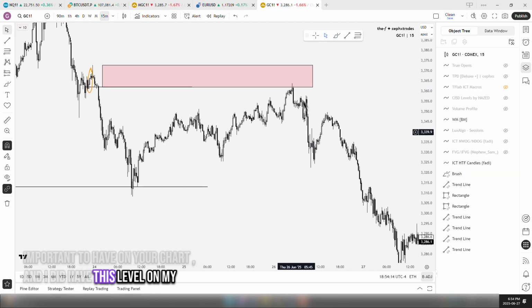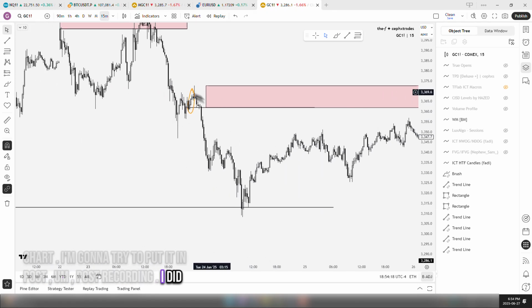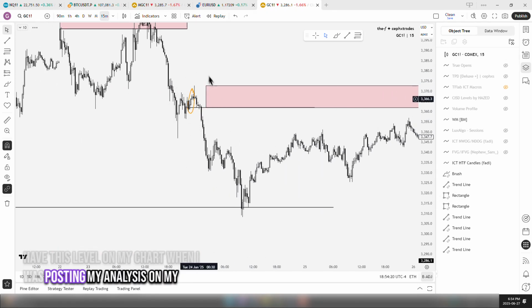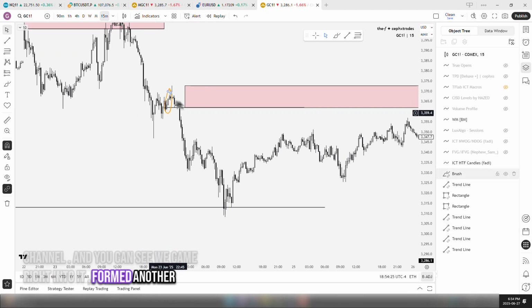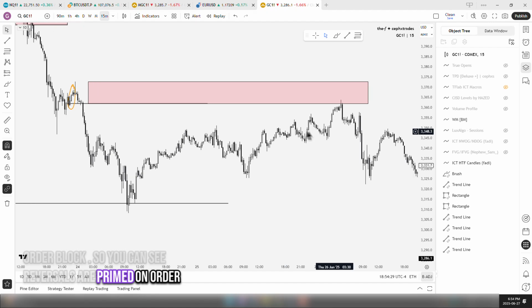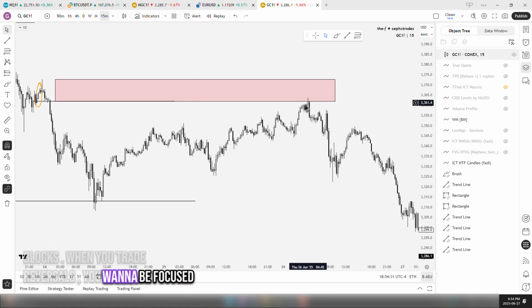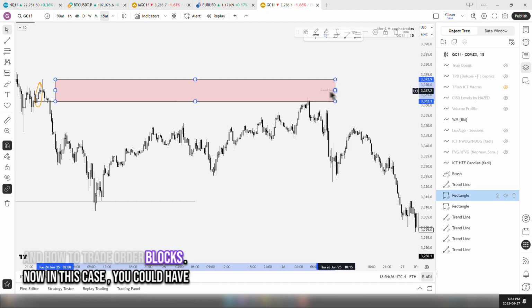And I did have this level on my chart. I'm going to try to put it in post recording. I did have this level on my chart when I was posting my analysis on my channel. And you can see we came right into it, formed another order block. So you can see reversals are primed on order blocks. When you trade reversals, you want to be focused on order blocks. You want to learn how to recognize order blocks and how to trade order blocks.